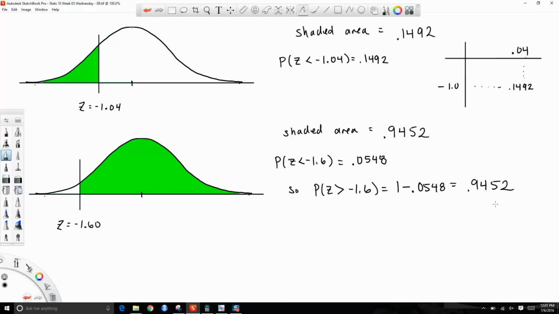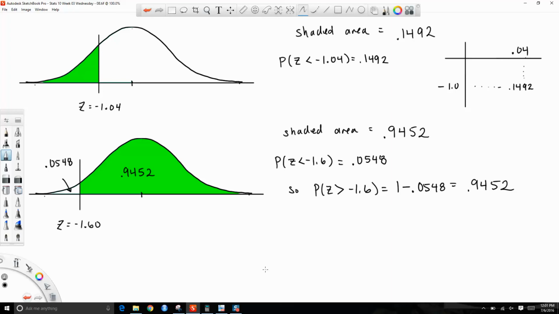Because the total area has to add up to 1, so if I have about 5.5% over here, then that means on this side I'm going to have 0.9452, so that everything adds up to 1.